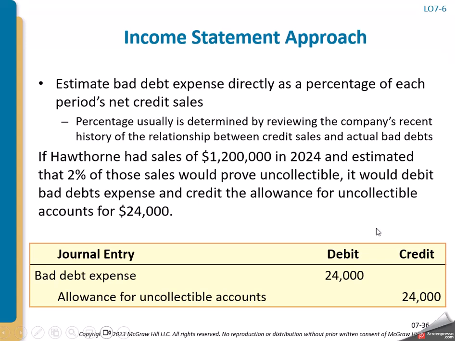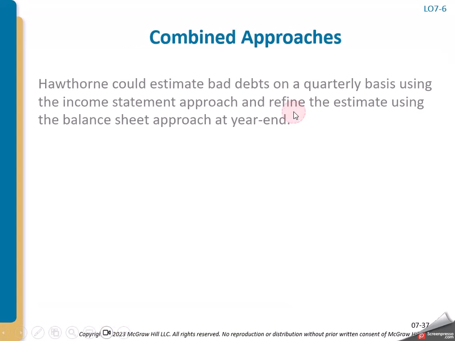Now the income statement approach is a little bit easier because we don't have to factor in what's in the allowance. We just take our sales and multiply it by a set percent. So if our sales are 1,200,000 times 2%, that's going to be our bad debt expense, and that goes into the allowance for uncollectible accounts.